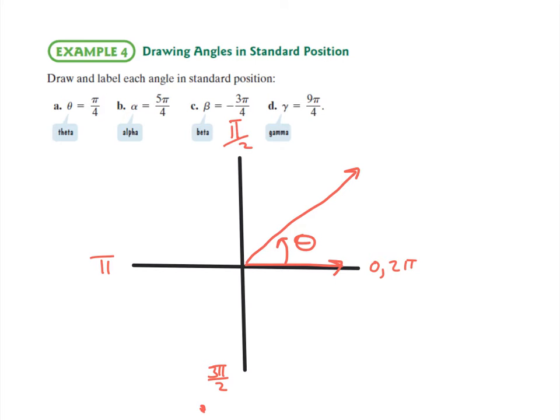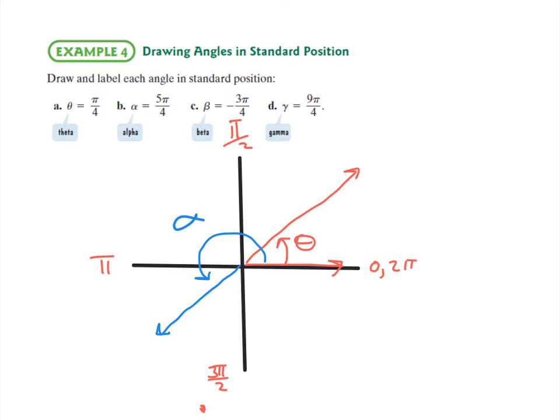For 5 pi fourths, if I count, if this was 1 pi fourths here, this is technically 2 pi fourths. If I go right here, this is 3 pi fourths. 4 pi fourths is equal to pi, so 5 pi fourths needs to be right here. And I'm going to sketch that in blue, keeping the same initial side. So this angle right here is going to be the angle alpha. So that takes care of those two.